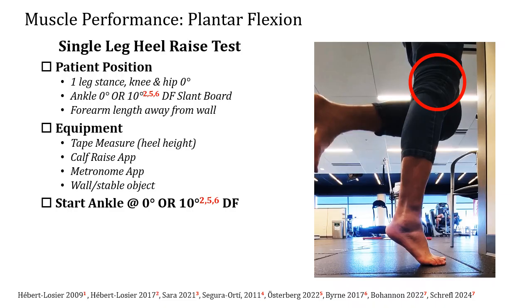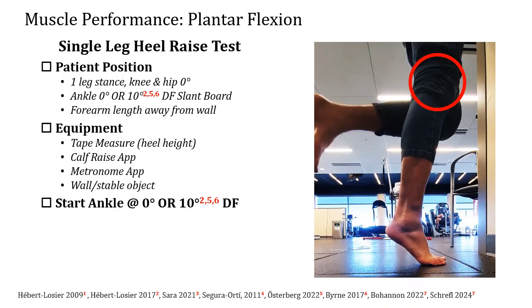So if I could give some insights in detail as to how this may be executed, you can see the patient position: single leg stance, locked out at 0 degrees at the knee as well as at the hip. The ankle can either be off the ground as shown, or it can be on a 10-degree slant board into dorsiflexion. The forearm length away from the wall is the distance that is standardized. So the individual adducts their arms, puts their fist out, and then puts their fist flush against the wall, and that would be their standardized distance from one time point to the next.